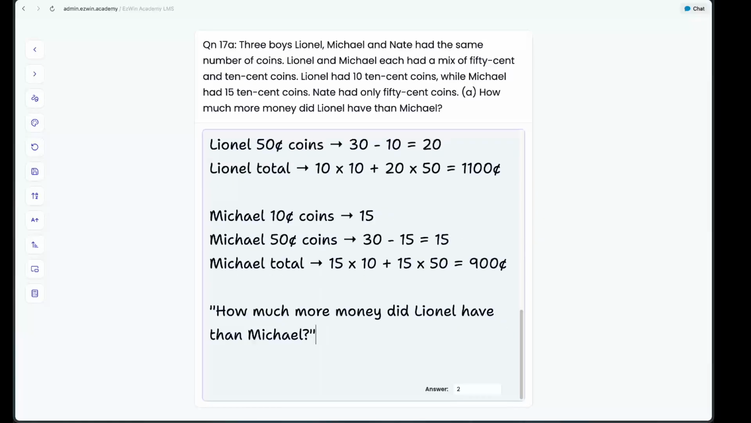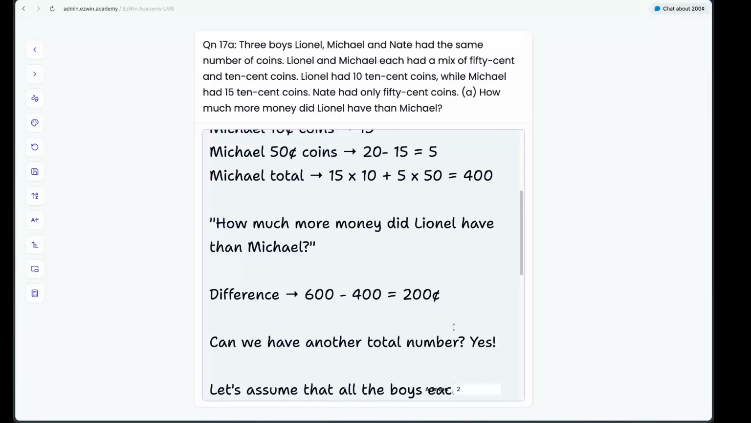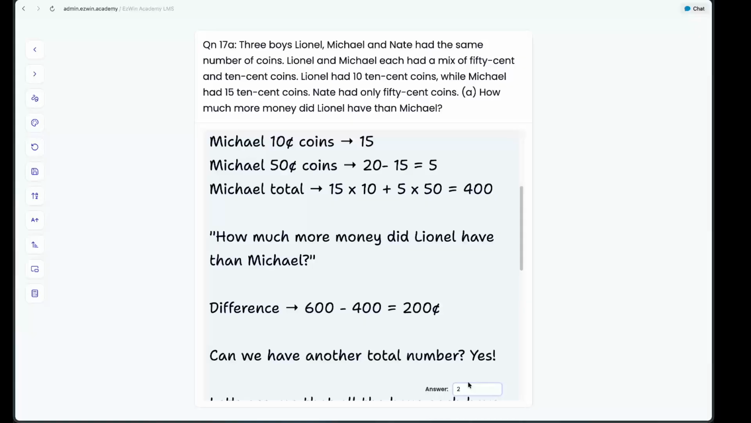So how much more money did Lionel have than Michael? The difference is 1,100 minus 900, and this will give us the same thing, 200 cents. So is the difference the same no matter how many coins you put? Yes. So 200 cents and 200 cents. Therefore, the answer is 200 cents.